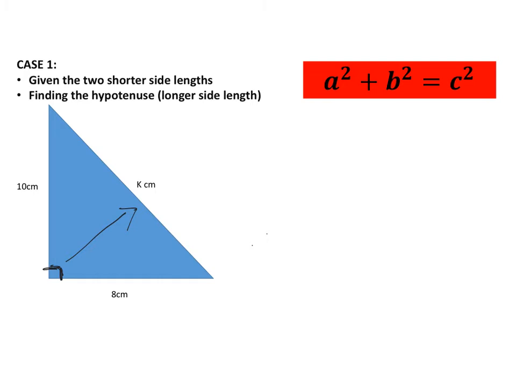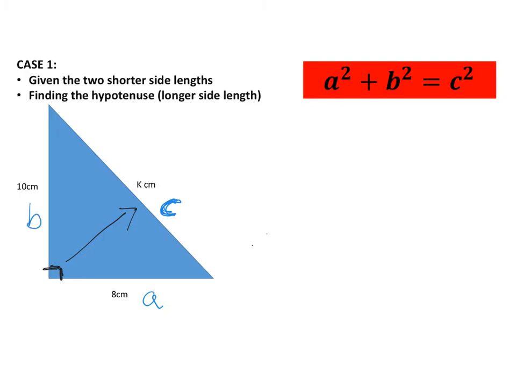Okay. So before we said that our C value is always our hypotenuse. So C is always the hypotenuse. And then I need to label my other two sides, A and B. Now in this case, it doesn't matter which order I label them. So I'm just going to go ahead now and make this 8 A and the 10 B.